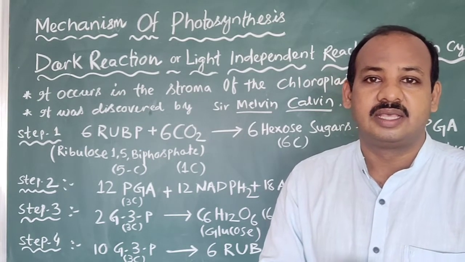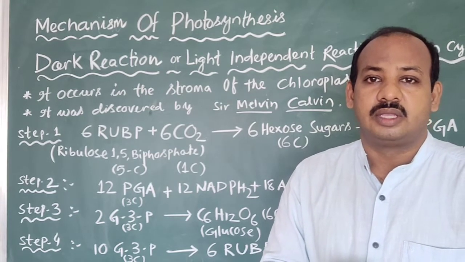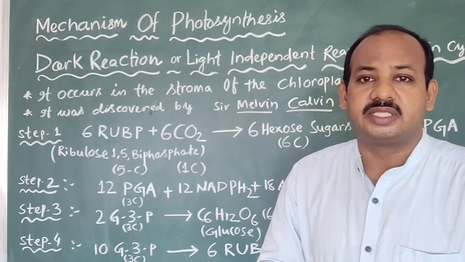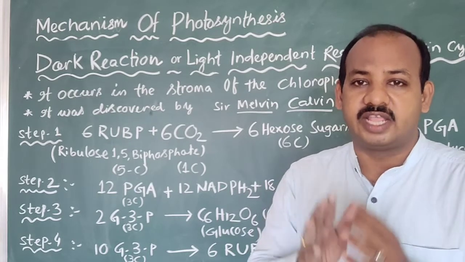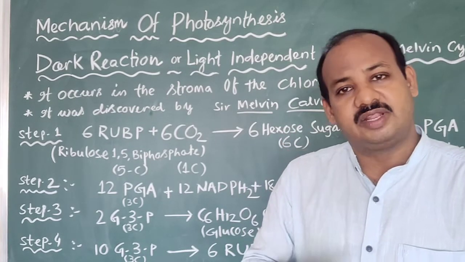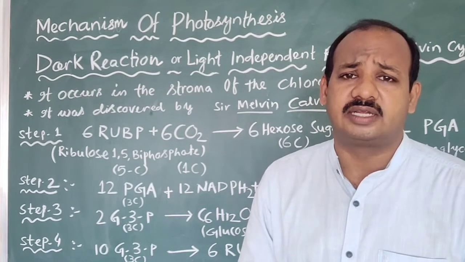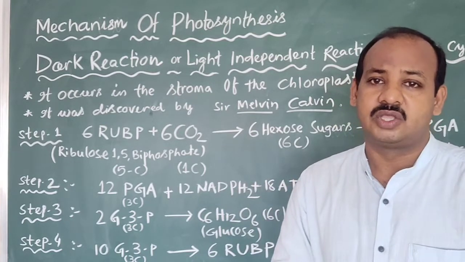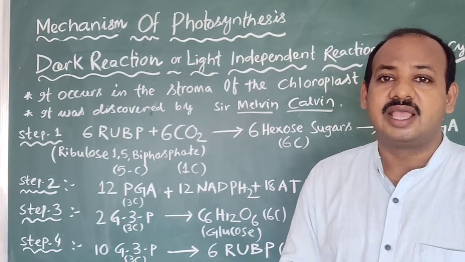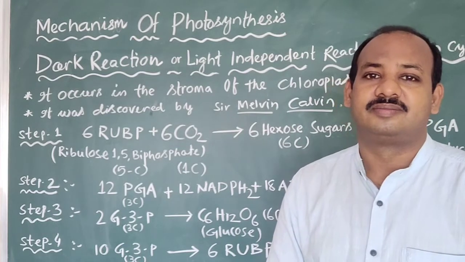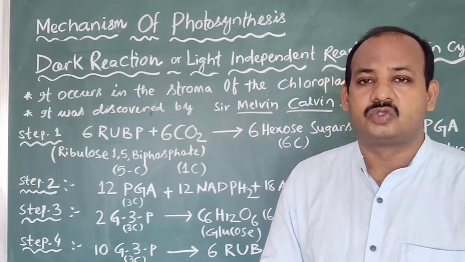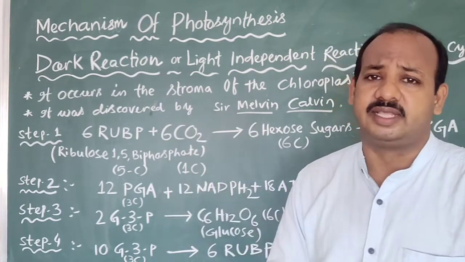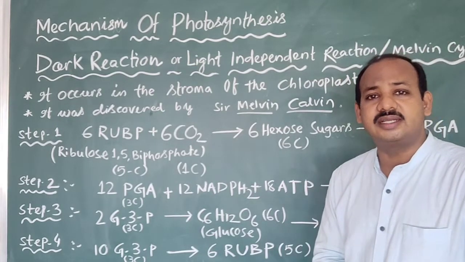Okay, children, this dark reaction is also called light independent reactions, because dark reaction doesn't mean that all these reactions will take place only in the darkness. Even in the presence of light or in the absence of light, that means independent of the presence of light, all these reactions will take place. That's why the dark reaction is also called light independent reactions. Light is not required. That's why it is called light independent reactions. Okay, children?